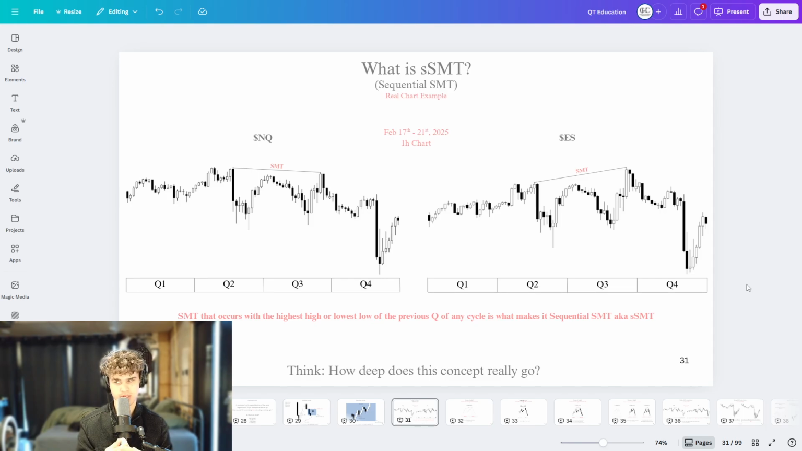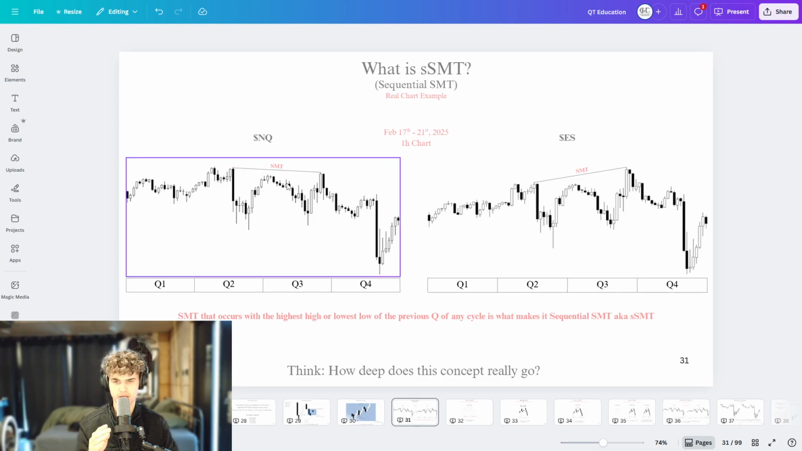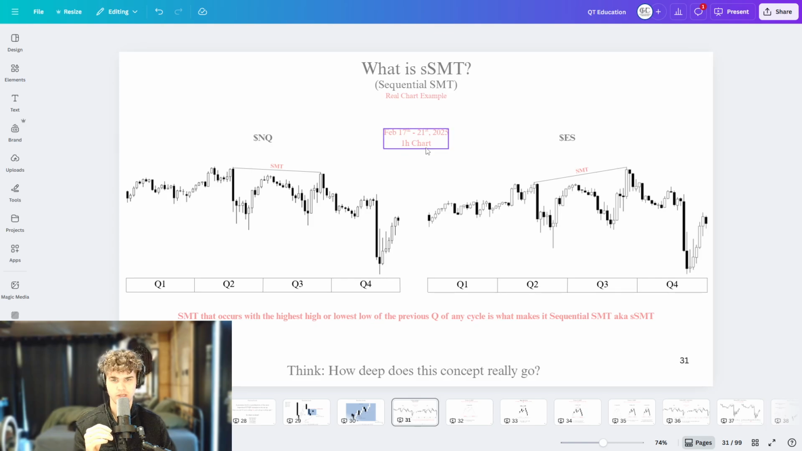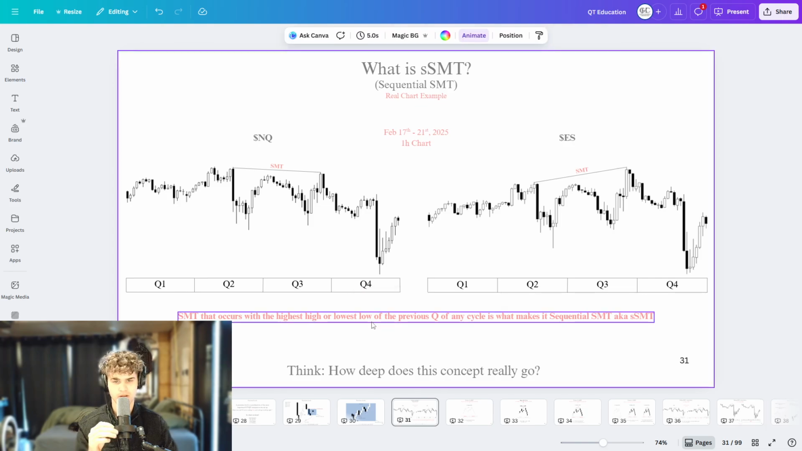After the daily cycle, which is 6 hours, viewed on the 15-minute chart, as we know, there's the weekly cycle, viewed on the 1-hour chart, and it is days of the week. So SMT between highs and lows of the day. Beyond that is monthly, yearly, etc. But needless to say, you're focusing on SMT between quarters. So quarter 2 to 3 in this example, bearish. This is an actual weekly cycle chart that we took a picture of. SMT that occurs at the highest high or the lowest low of the previous quarter of any cycle is what makes it sequential SMT, aka SSMT, right?